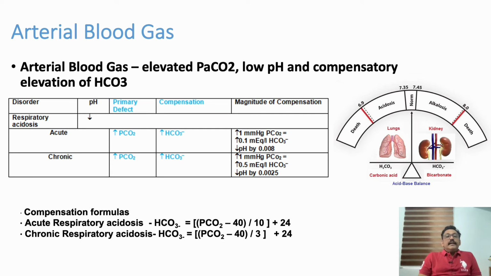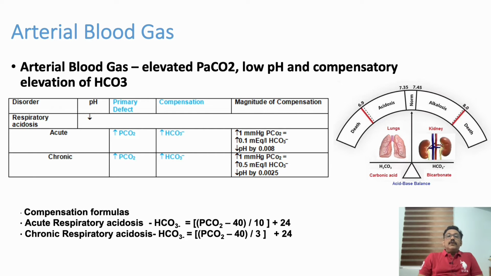If you take an ABG, you can see that pH is primarily reduced and PaCO2 is increased. To compensate for that, bicarbonate also will be increased. So initially when the patient comes, pH is reduced, PaCO2 is highly increased, and bicarbonate is also increased. If you treat the patient, carbon dioxide will come down and bicarbonate also will come down. But if you don't treat the patient, then bicarbonate levels will increase and pH will come back to near normal.